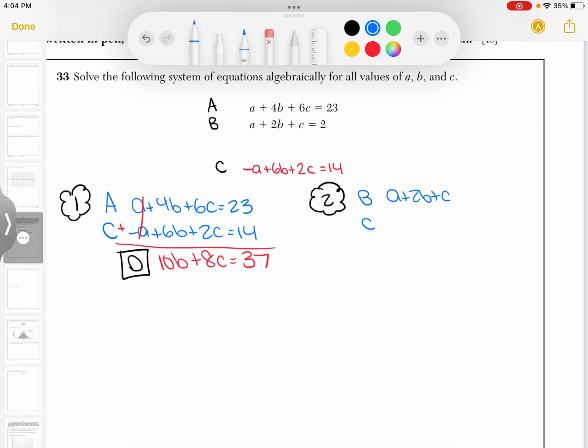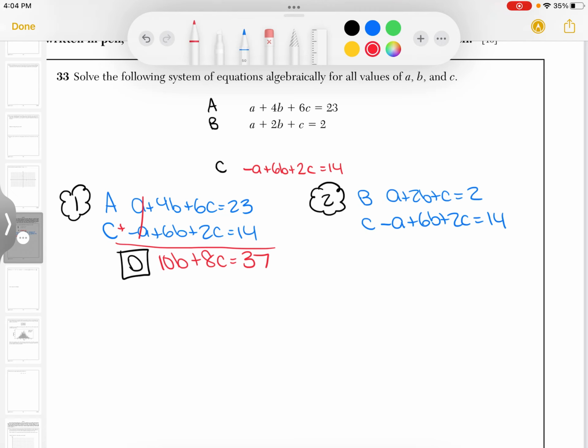B is A plus 2B plus C equals 2. Equation C, again, just rewriting it to show all of my work, is this. No, it's not. I just copied the wrong one. Oh my. Plus 2B plus C. Okay. What did I do? Did I copy the exact same equation twice? Oh my gosh, I did. C is that red one, negative A plus 6B plus 2C equals 14.